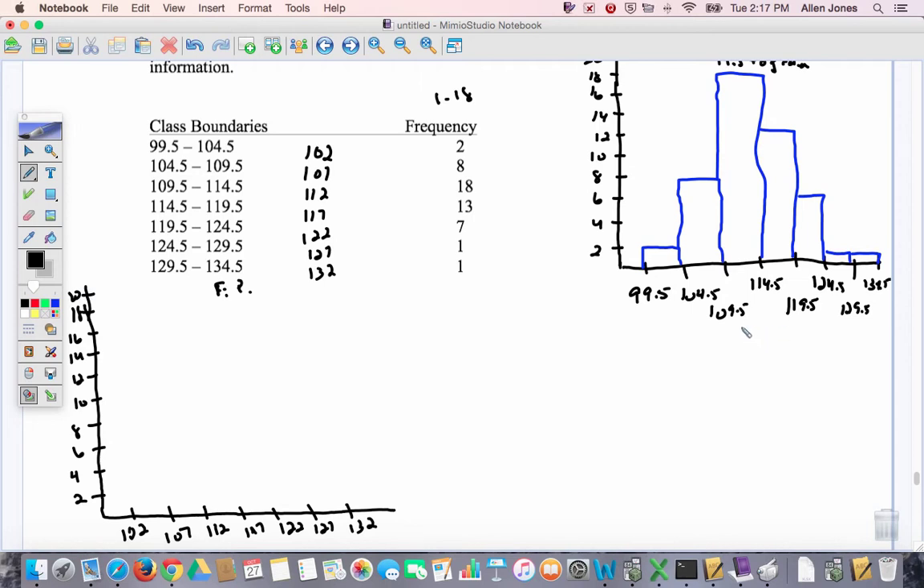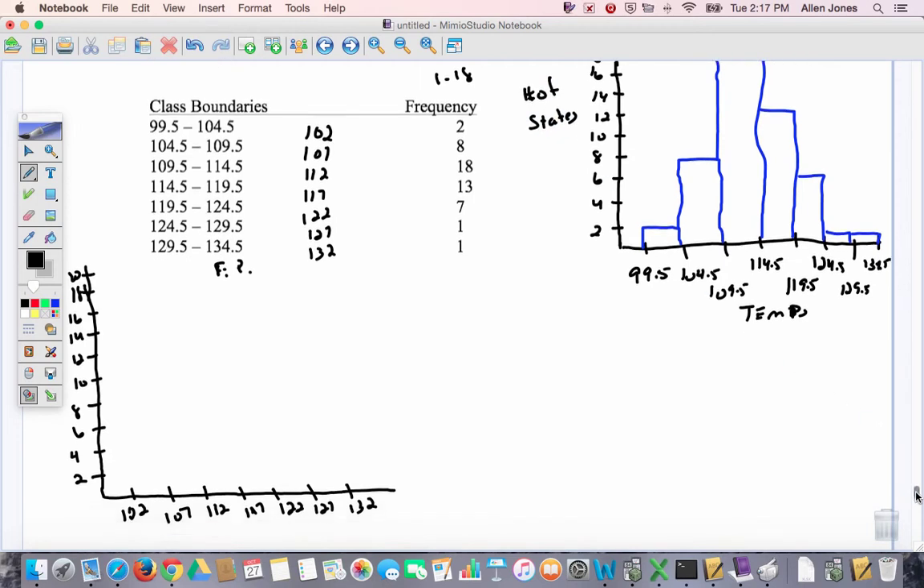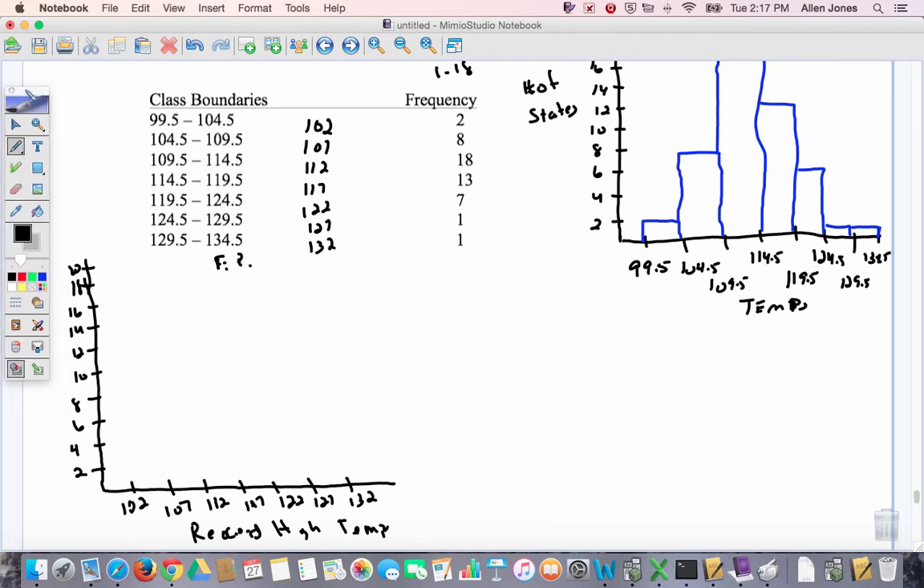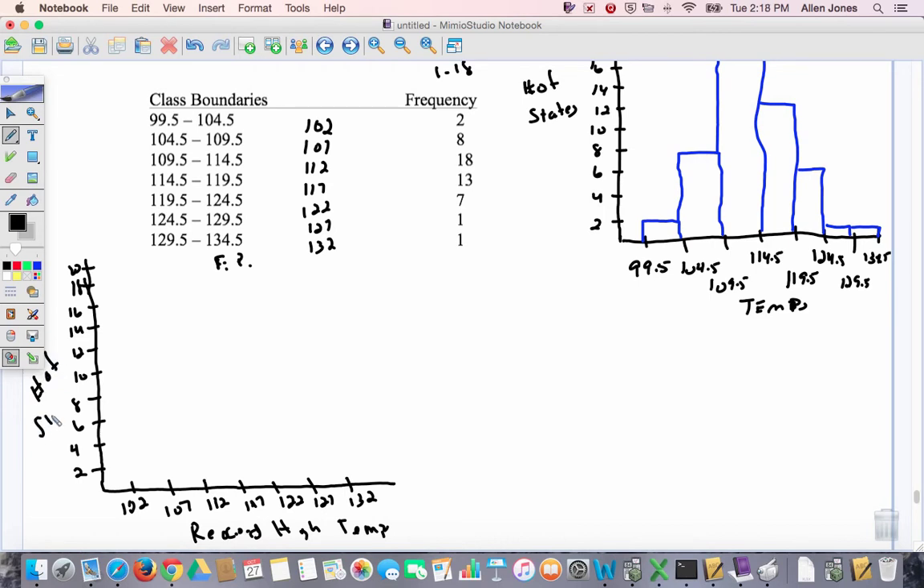And where we left off on this one, these are our temperatures and these were our number of states. So we probably want to have a little bit of a descriptor item there so that people know what this information represents. So these are our record high temperatures. And again, these are our number of states.